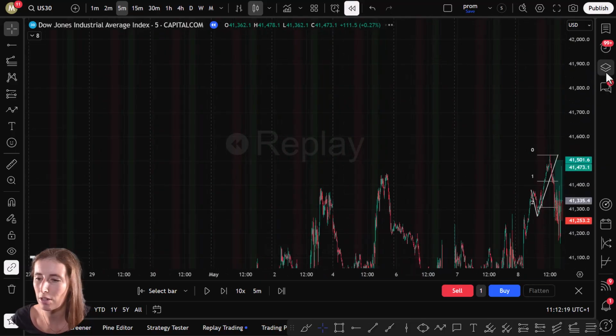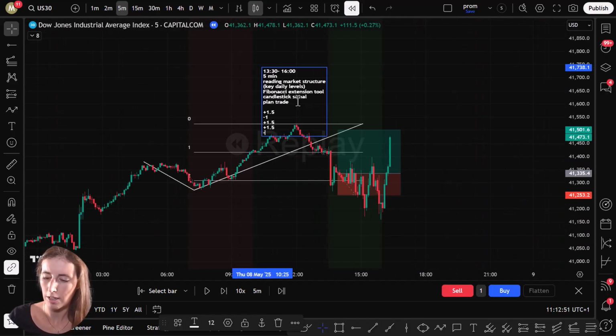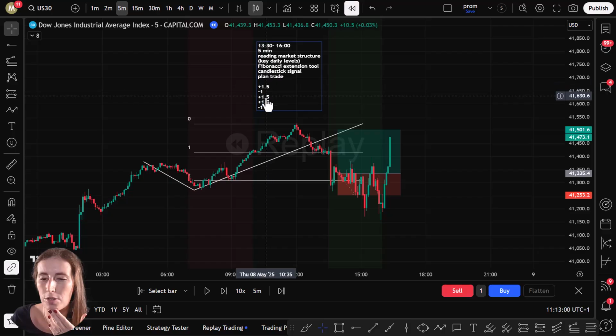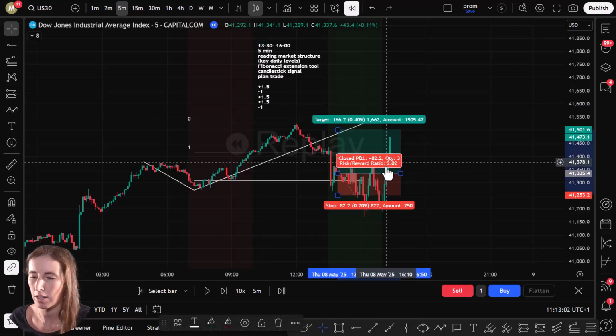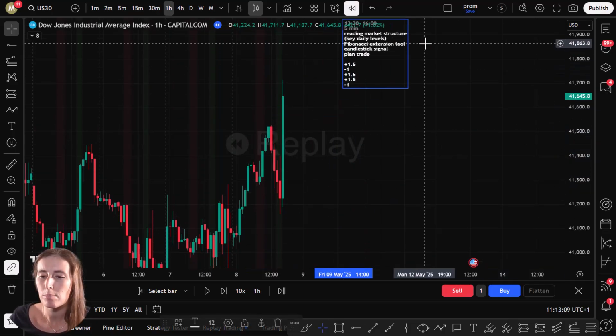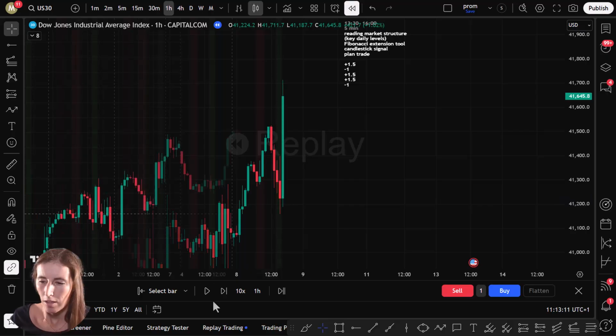Where's my little tool gone? And then this one is a loss. Right, so I'm currently up 4.5 minus the 2. So I'm currently up 2.5 out of 1, 2, 3, 4, 5 trades. It's not bad. See if we can get some more just to test this out a bit more.